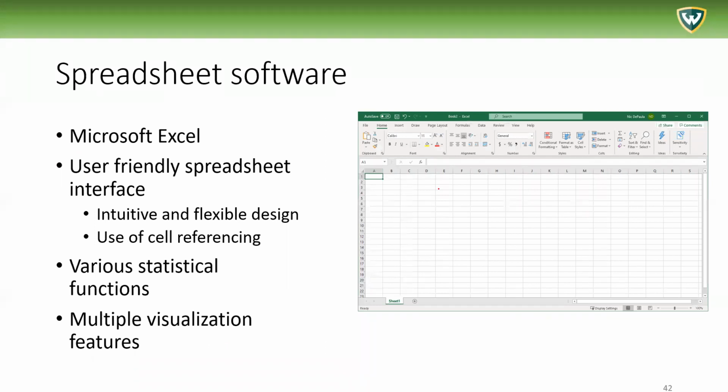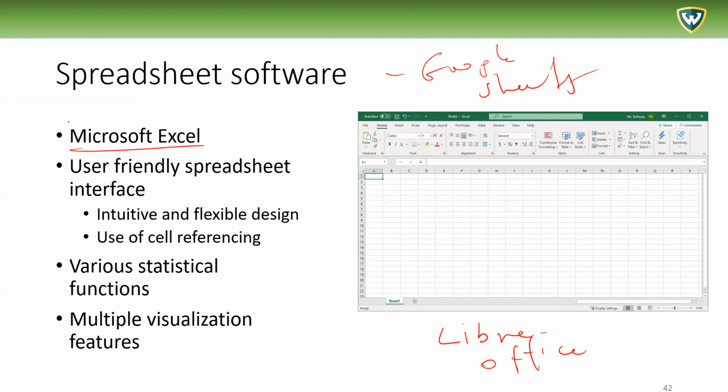So spreadsheet software, Microsoft Excel is a kind of spreadsheet software. There are other ones as well. Like I was saying, Google Sheets has their own, and there's the open source version called LibreOffice you can download. If you are a Wayne State student, you can download Microsoft Excel for free. So just make sure you get it. There are instructions on how to do that.